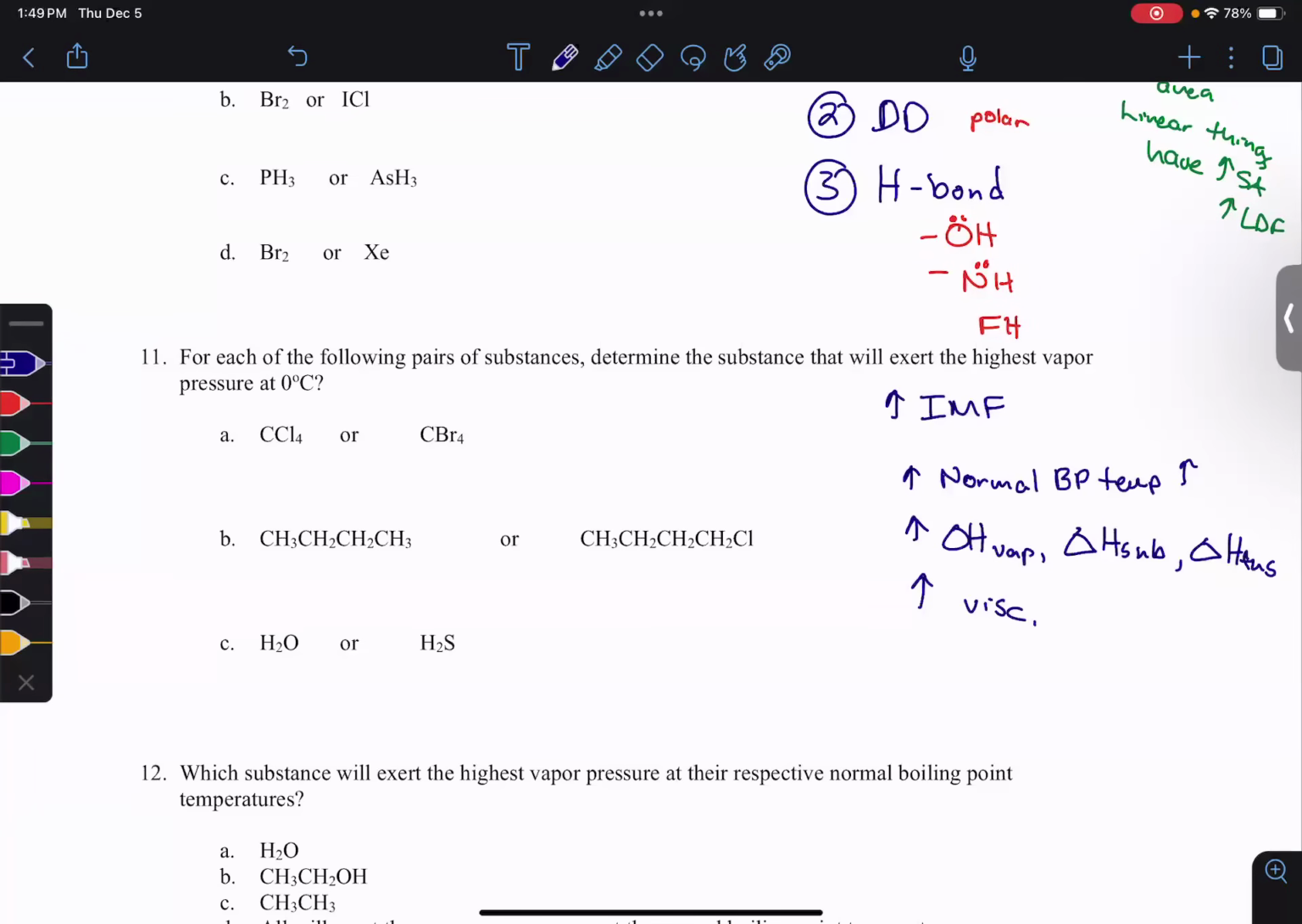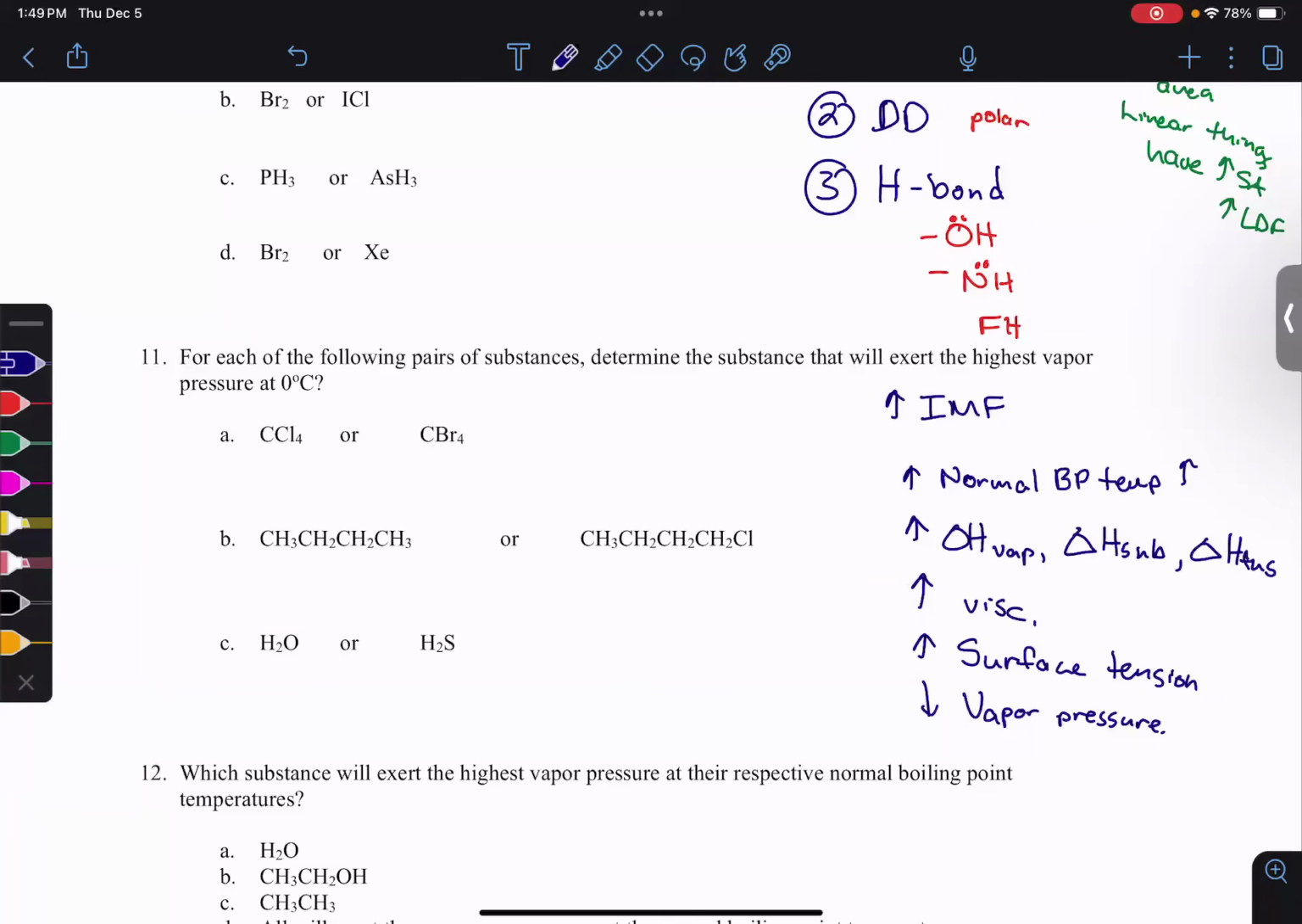What else is there after viscosity? Surface area, thank you. Or not surface area, surface tension. Surface tension. And then the last one, vapor pressure. We see everything increase as IMFs increase except vapor pressure. Vapor pressure decreases when intermolecular forces increase.